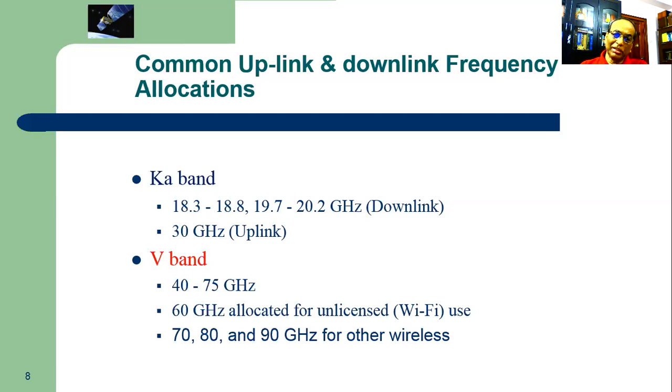V band, 40 to 75 gigahertz, is a much higher frequency, with very small wavelength. 60 gigahertz is allocated for unlicensed Wi-Fi use. 70, 80, and 90 gigahertz are for other wireless applications.